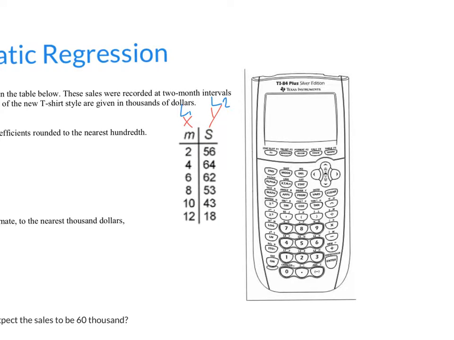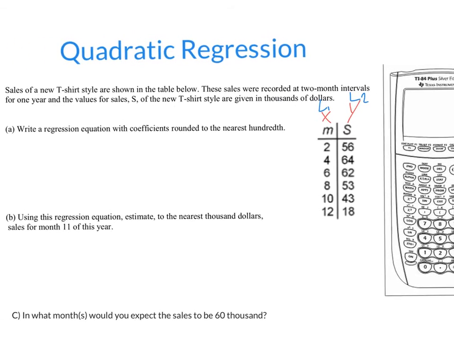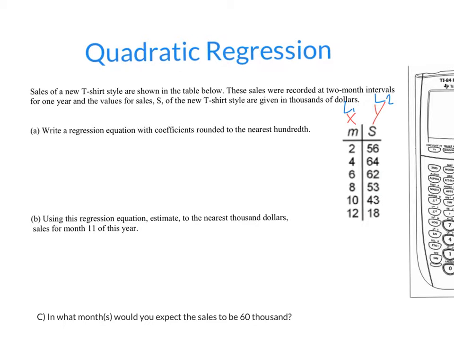Also, when you're doing this video, you should probably pause and enter the data, and then do the parts of the question that we're doing, and then check with my video. So, like I said, take a moment and enter L1 and L2 into your list. And once you're done, then we can go ahead and write a regression equation with your coefficients rounded to the nearest hundredth.